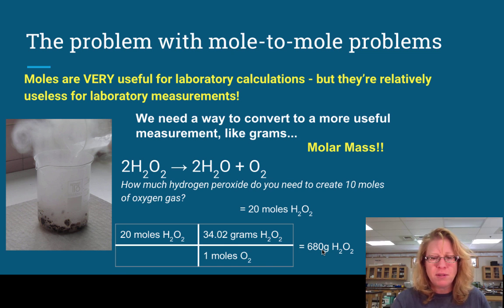I'm being a little soft on sig figs here. So 680 grams of H2O2, a little bit more than one of those big bottles that we had here in class. Sorry, this should say H2O2. That's bugging me right now. I'm gonna have to go fix that.